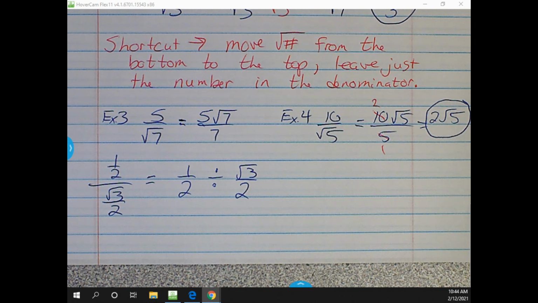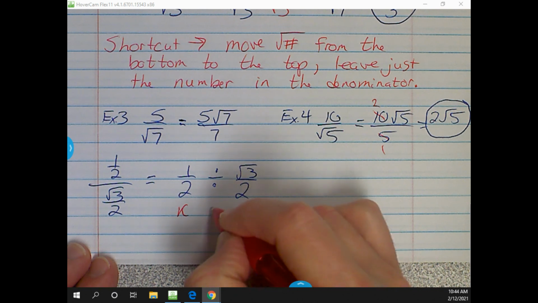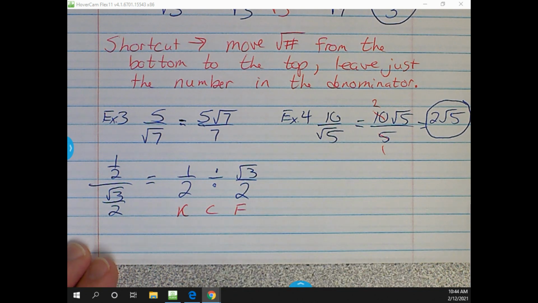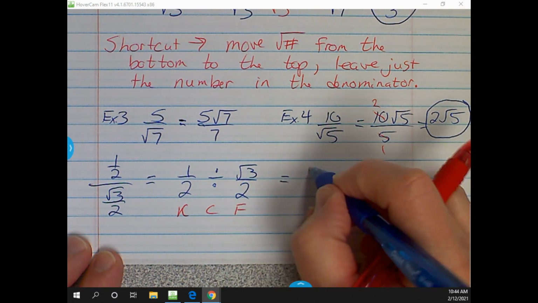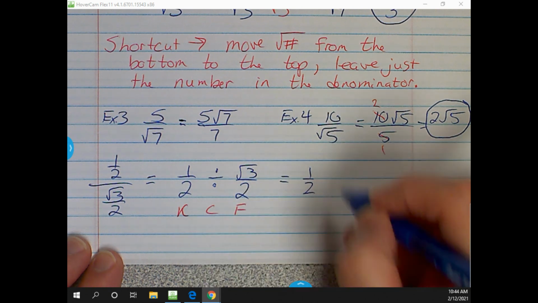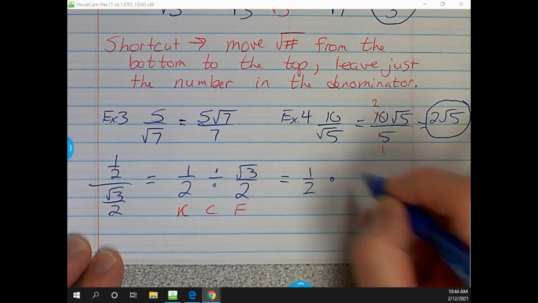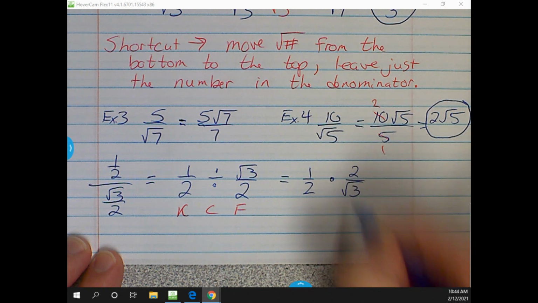Keep it, change it, and flip it, right? Once you got to here, you keep it, change it, and then flip it. So we keep the 1/2, change the division to multiplication, and then we flip this thing upside down. So it's 2 over the square root of 3.